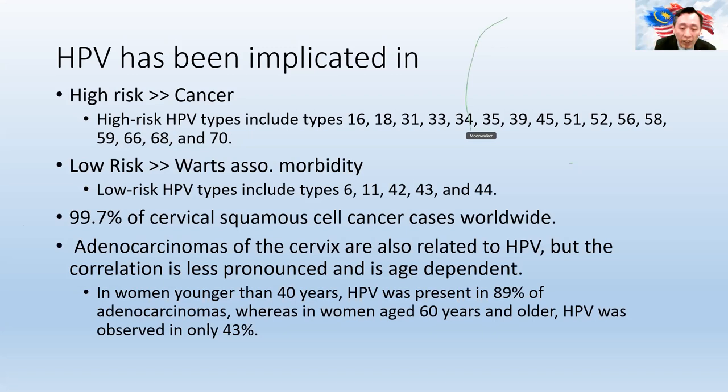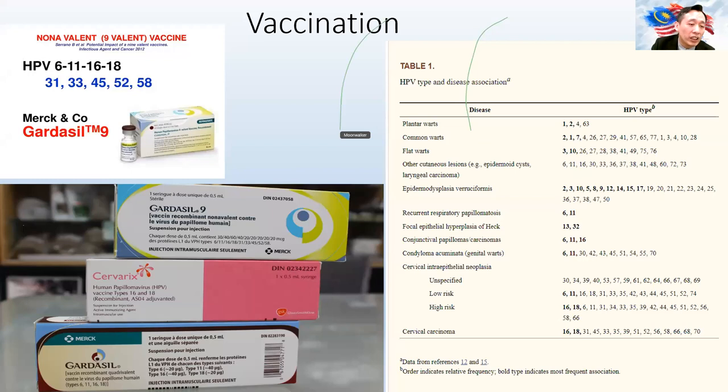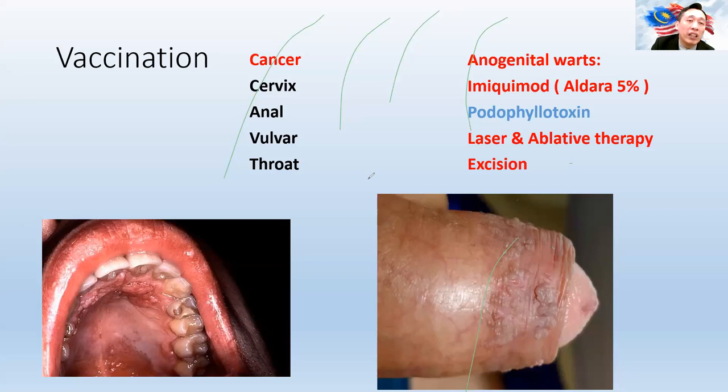So we can also give the vaccine. This is the first generation of Gardasil, and the second generation of Gardasil. Cervarix only covers 16 and 18, so it is not recommended. There are about 100 subtypes of HPV, but only about 20 of them cause cervical cancer and warts. Other than that, HPV causes anal cancer, vulva cancer, and throat cancer.